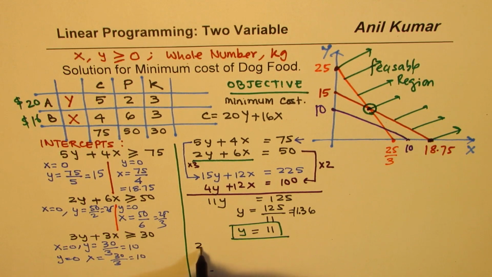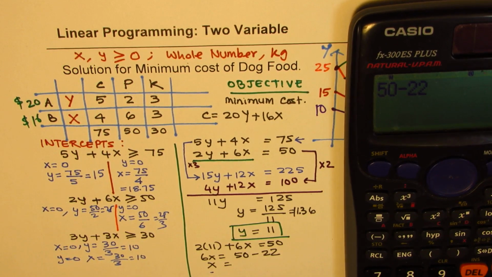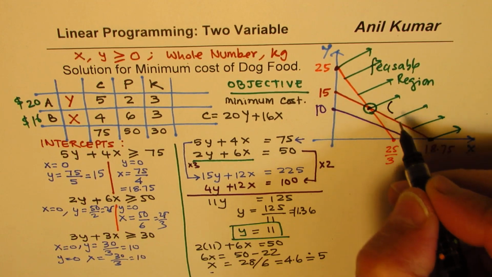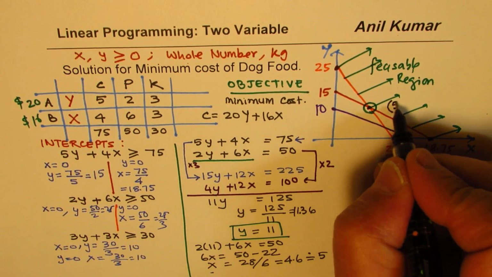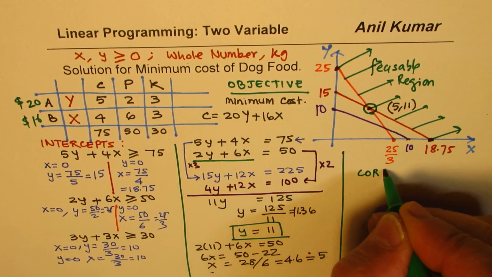So substituting 11 here, we get 2 times 11 plus 6x equals 50. So 6x equals 50 minus 22, or x equals, let's calculate this. 50 minus 22 is 28. We'll do 28 divided by 6, which equals roundabout 4.6. So we'll round this higher to 5, correct? So that makes sense. So this particular point for us is x value 5 and y value 11, correct? So we get all our corners.